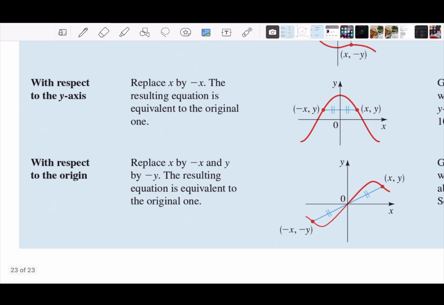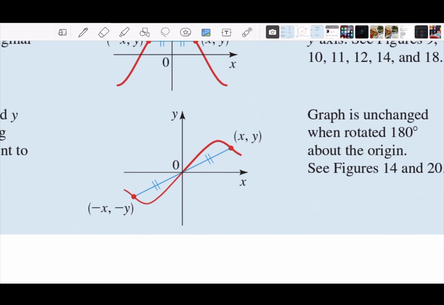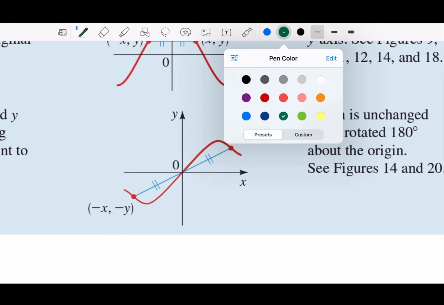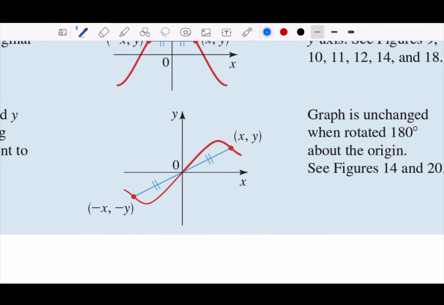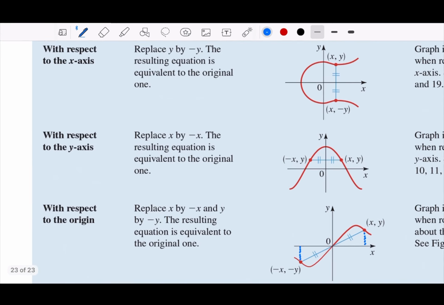And the last one is symmetry with respect to the origin. What it means is that the point that we are going to observe is this origin. The distance is the same from 0 to some x here, and from 0 to negative x here is also the same. So we say it's symmetric.